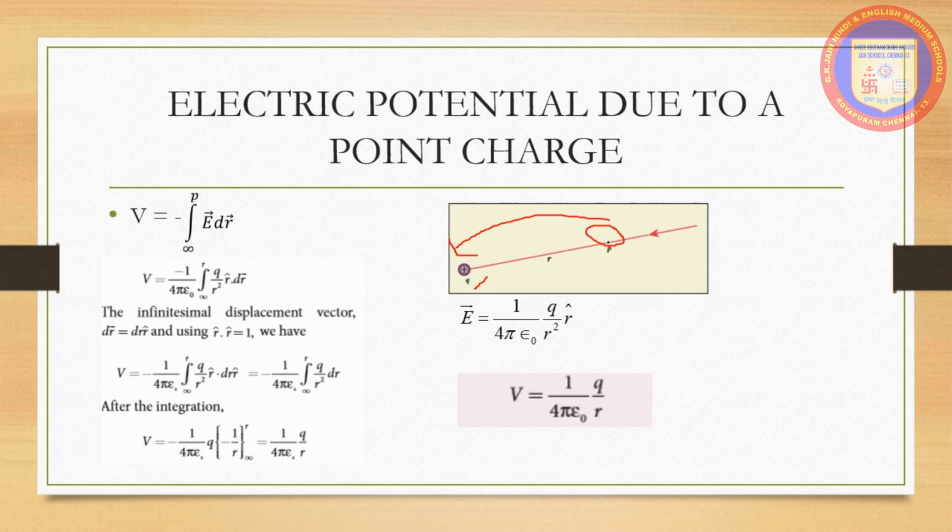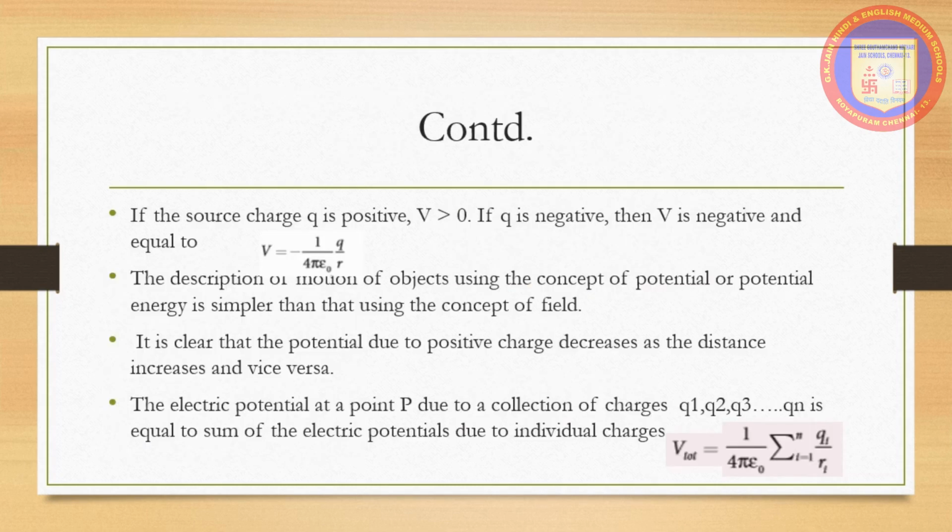So, important points. If the source charge Q is positive, V is greater than 0. If Q is negative, then V is negative and equal to 1 by 4 pi epsilon naught minus Q by r. The description of motion of an object using the concept of potential or potential energy is simpler than that using the concept of field. It is clear that the potential due to a positive charge decreases as the distance increases. But for the negative charge, the potential increases as the distance is increased.